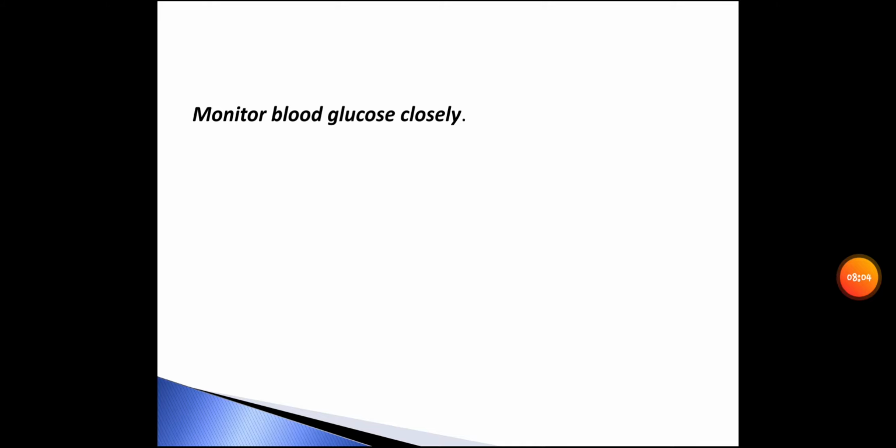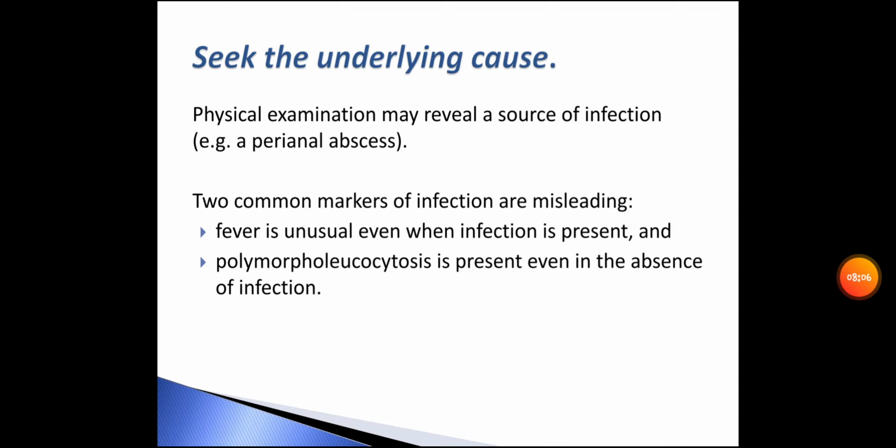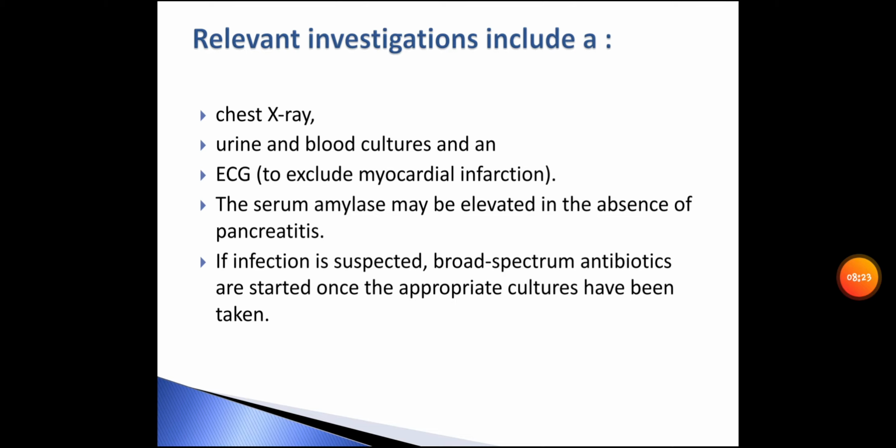Monitor blood glucose closely. Seek the underlying cause. Physical examination may reveal a source of infection such as a perianal abscess. Two common markers of infection are misleading. Fever is unusual even when infection is present, and polymorph leukocytosis is present even in the absence of infection. So relevant investigations that can be carried out include chest x-ray, urine and blood cultures, and an ECG.